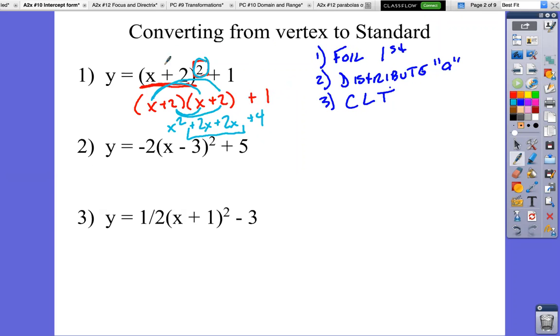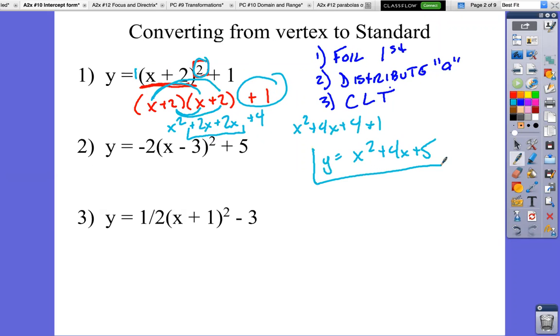So we FOILed, we didn't have an a to distribute because a was just 1. So I've got x squared plus 4x plus 4, but do not forget about this plus 1. So my entire answer is x squared plus 4x plus 5. Any questions?